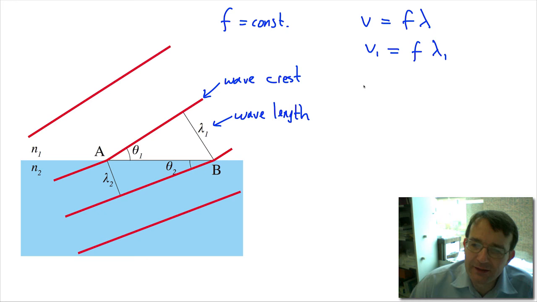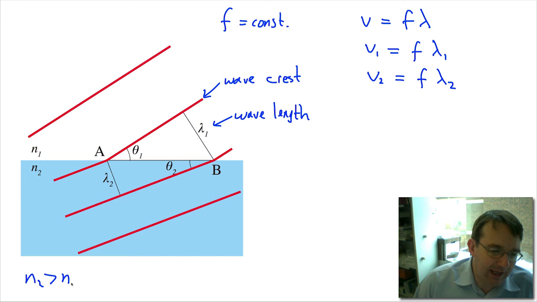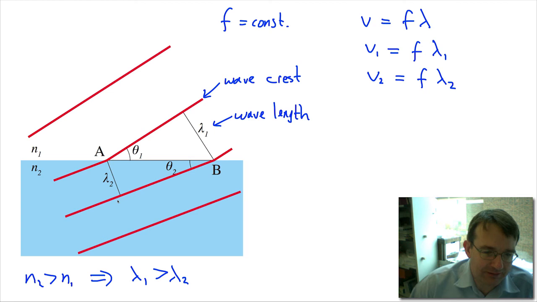And similarly, we have the speed of light in medium 2 is equal to the frequency times the wavelength in medium 2. So what we find is that since the frequency is constant, because we have different speeds of light, we are going to have different wavelengths. And the larger the speed, the longer the wavelength. So here, where n2 is greater than n1, that means that lambda 1, the wavelength outside in the fast medium, is going to be greater than the wavelength inside the medium where it's traveling more slowly. And this also explains why the light is going to bend.